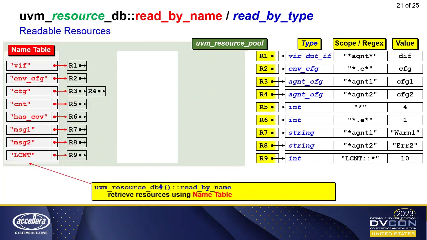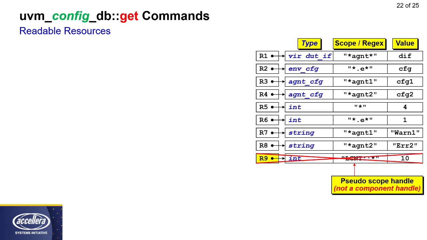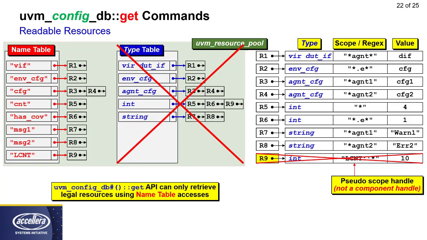When it comes to read by name and read by type commands, the UVM resource DB API can retrieve resources accessing name table entries using read by name commands to retrieve resource values, and can retrieve the same resources accessing the type table entries using read by type commands. The UVM config DB API cannot retrieve resources using pseudoscope handles, and the UVM config DB API can only retrieve resources accessing name table entries, but cannot retrieve resources accessing type table entries, even though they are there.